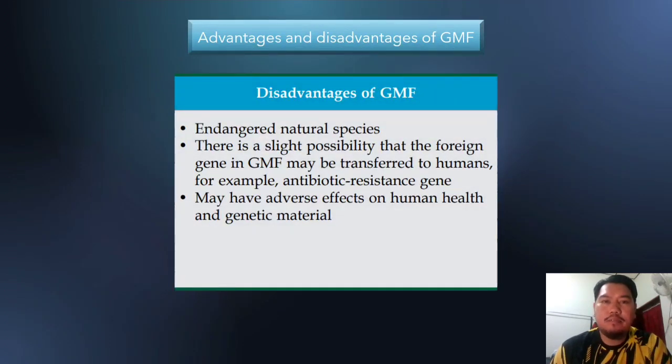Disadvantages of GMF. First, endangered natural species. The original species may face extinction when more GMO species are produced. More GMOs, such as plants and animals being produced, may cause the extinction of natural species. So, GMO will become a danger to the natural species.